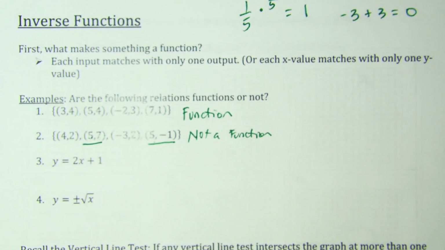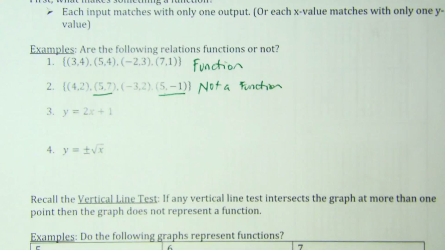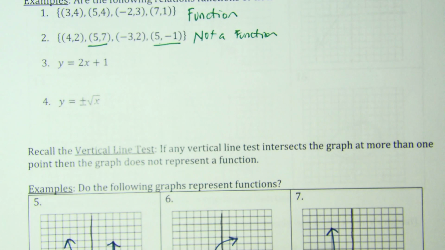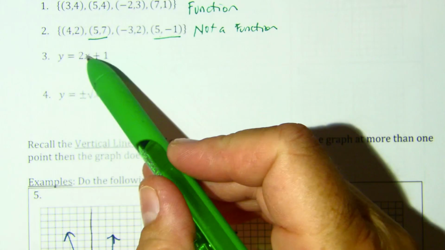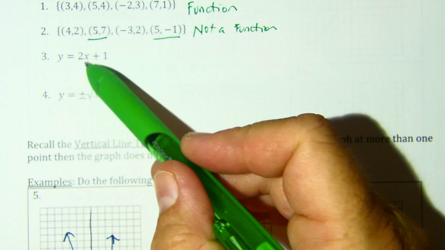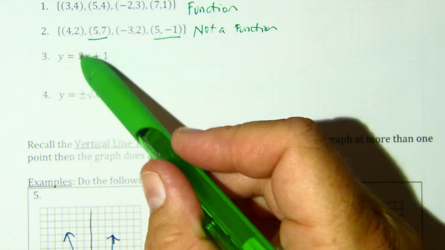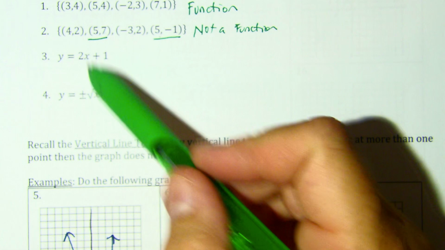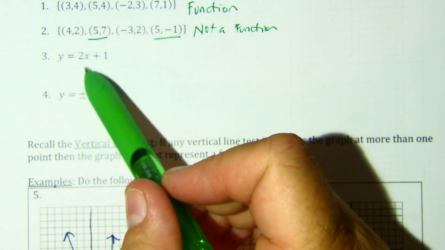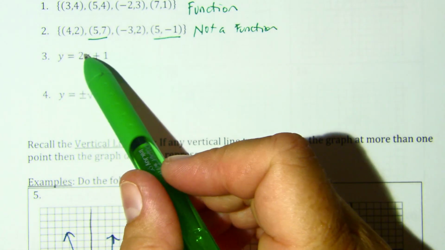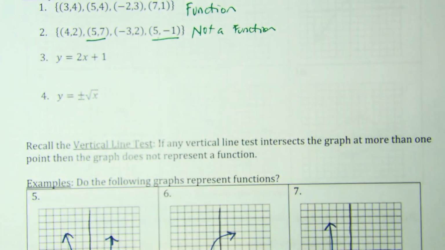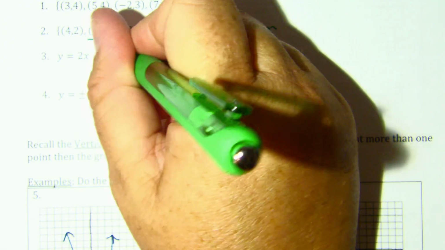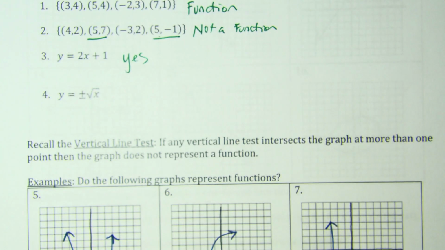Now, that's how we do it with a set of points, but if we have an equation, the way we can determine whether something is a function or not is by testing the values and seeing if we get 2 outputs. So for example, if I plug in 5 for x, 5 times 2 is 10, plus 1 is 11. It's not like I got 11 and -11. I only got one answer. If I plugged in -3, -3 times 2 is -6, -6 plus 1 is -5. It's not like I got -5 and +5. So yes, this is a function.